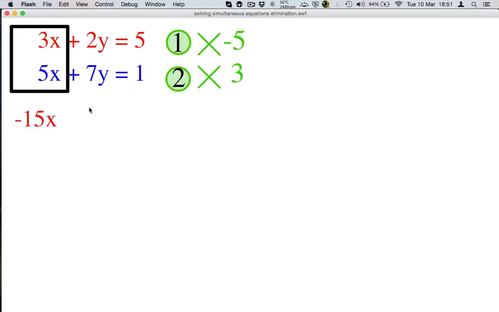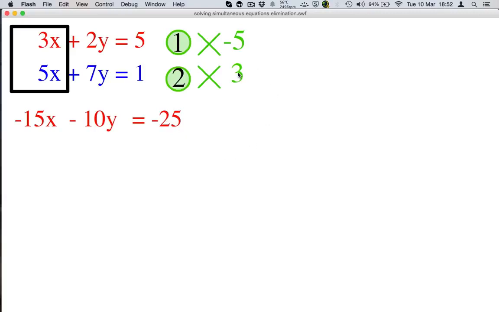So negative 5 times 3 is negative 15x. Negative 5 times 2 is negative 10y. Negative 5 times 5 is negative 25.